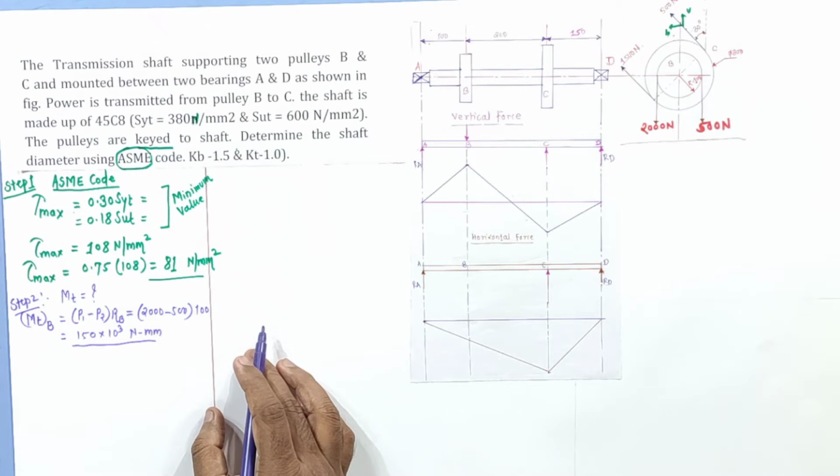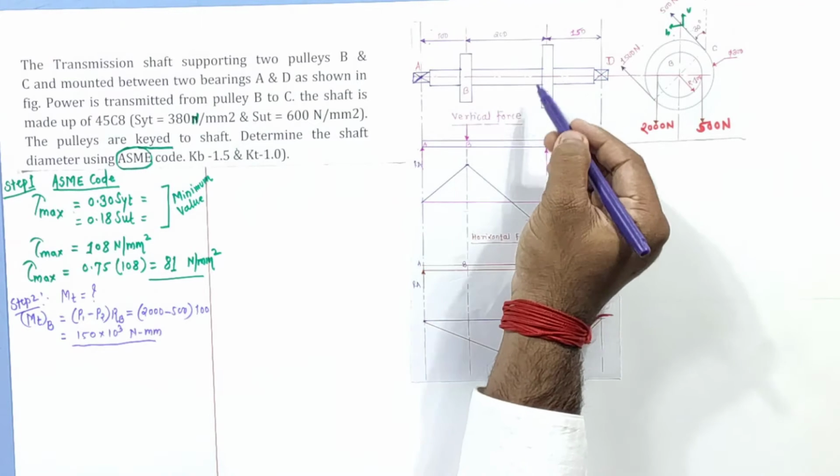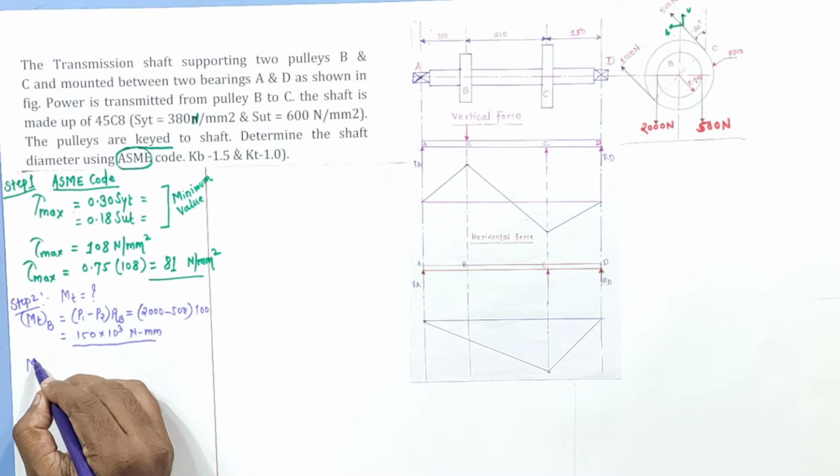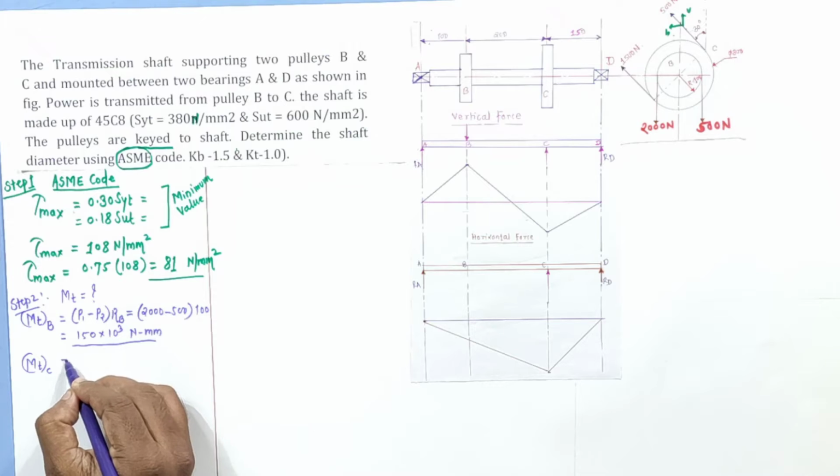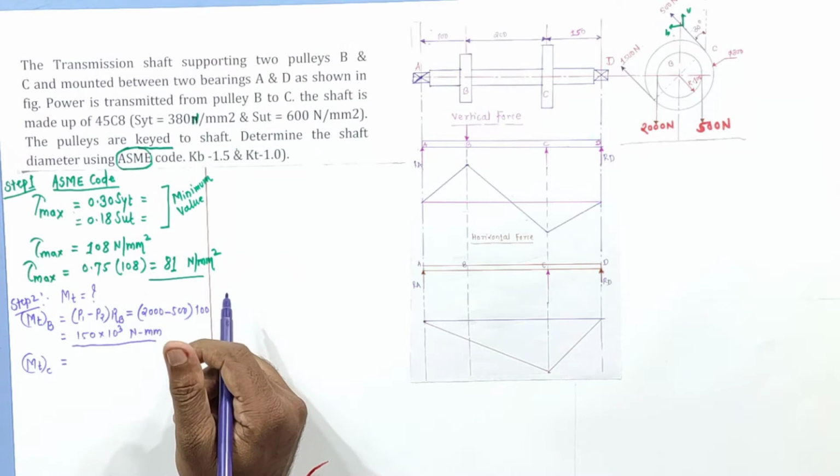After that, we'll have to calculate the torque developed by pulley C, that is the bigger pulley, MTC, that is for the bigger pulley.